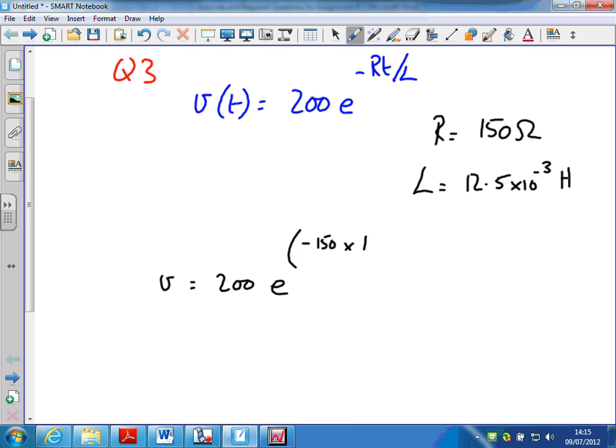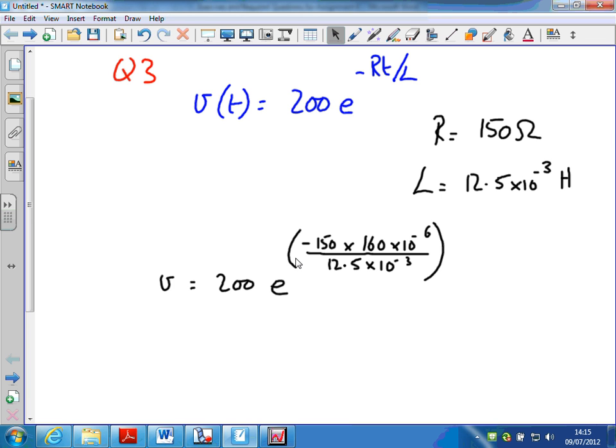where t is 160 times 10 to the minus 6, over L, which is 12.5 times 10 to the minus 3. You can do that in one hit on the calculator.